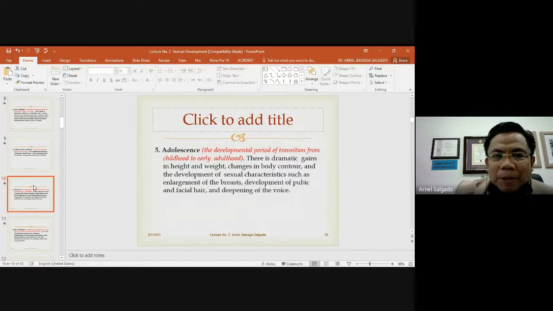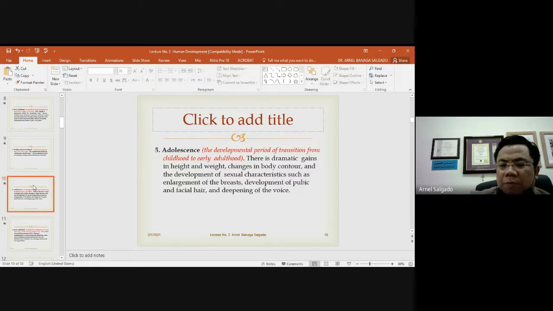All right? Okay. Now, there is a dramatic gain in height and weight. All of a sudden, there are some changes in your body. The boys also may develop some sort of Adam's apple, and there is the development of your tone, no? Your height and weight are changed. There is a change in your body contour also, and also there is a development of secondary sexual characteristics, such as enlargement of the breast, development of hairs, and of course the deepening of the voice for the boys. All right, so that's adolescence.